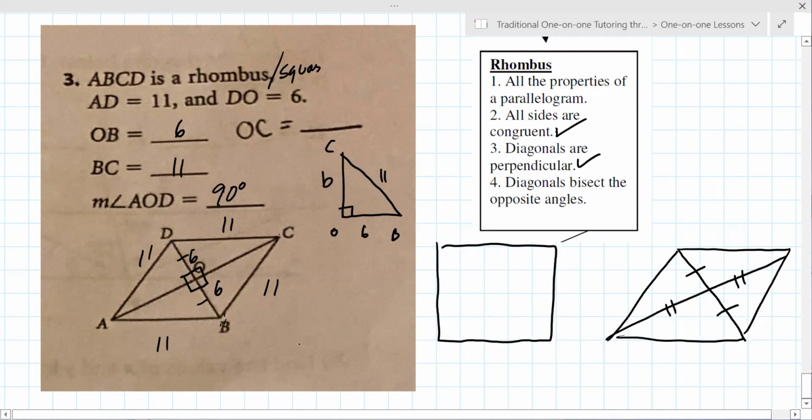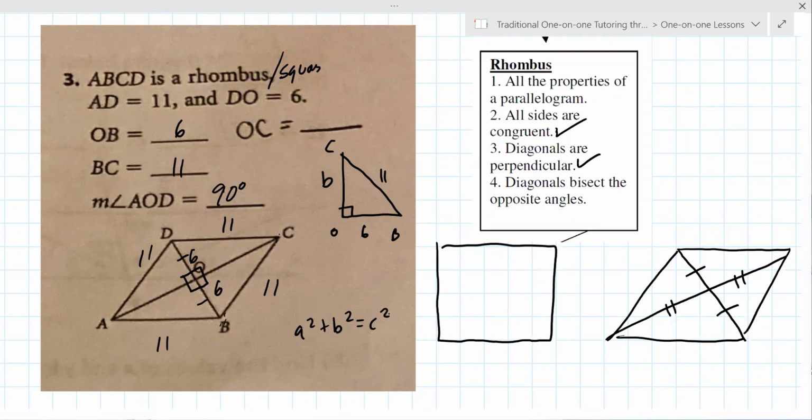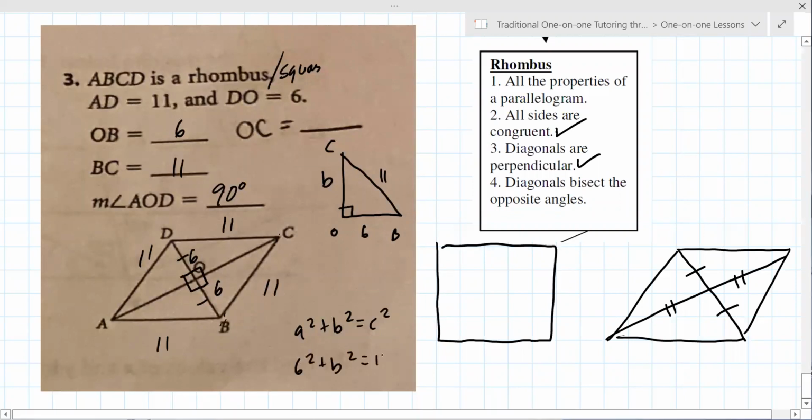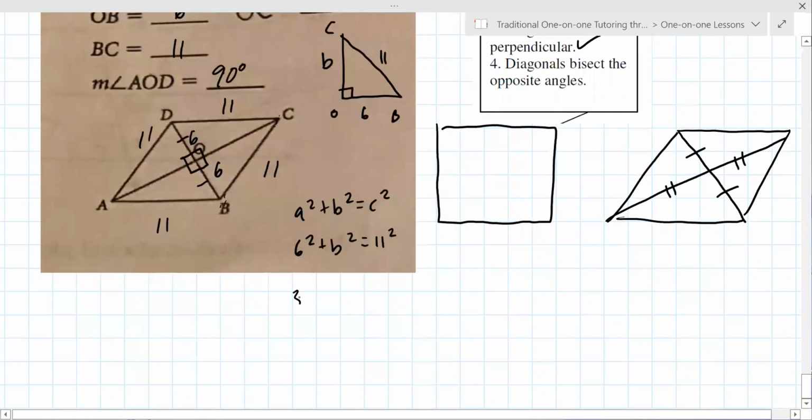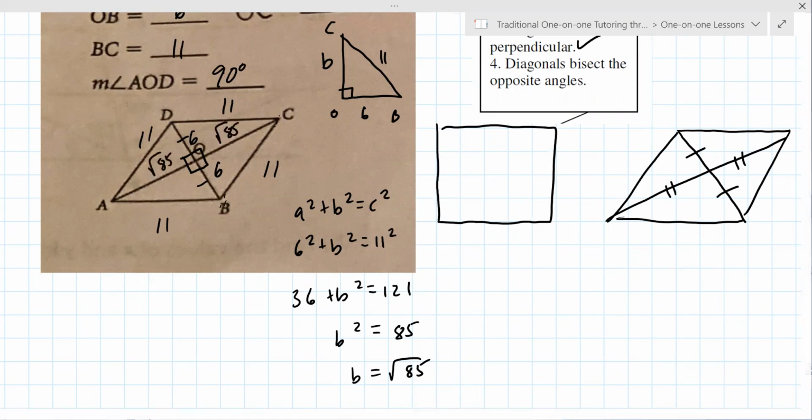Pythagorean theorem. A squared plus B squared equals C squared. So you have 6 squared plus B squared equals 11 squared. 36 plus B squared equals 121. Subtract: B squared equals 85. B equals the square root of 85. And that's this one here. Sometimes it's nice, sometimes it's not. This one is not nice.